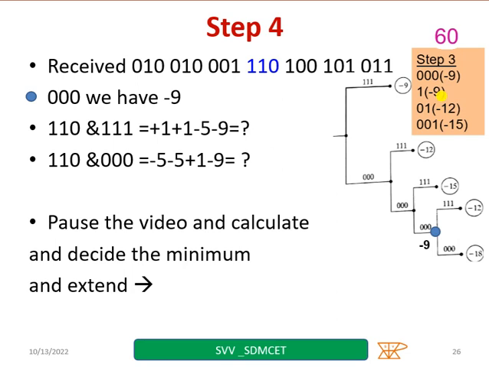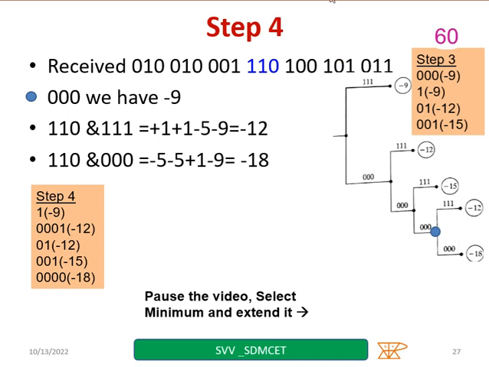So let us go to the next. What I have got as the answer, I will show you. You can pause the video and calculate. Now I will show you my answers. I got -12 and -18.